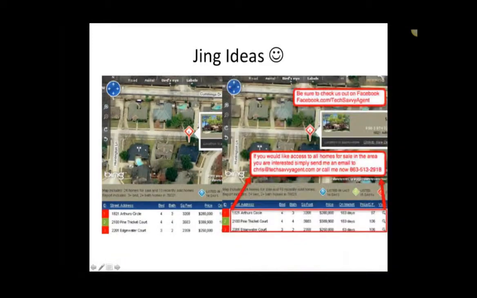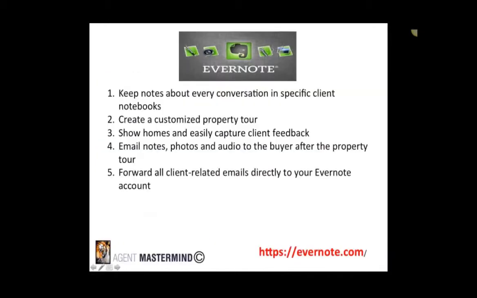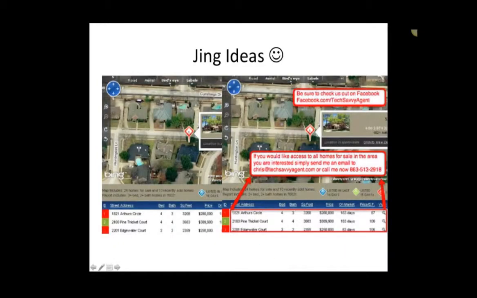Here's another one that he's pointing to: if you'd like to see, I have access to the homes for sale in the area you're interested in, simply send me an email. So that's kind of just a couple more ideas you can use for that. So really cool. All right.